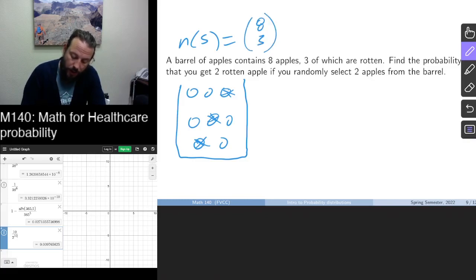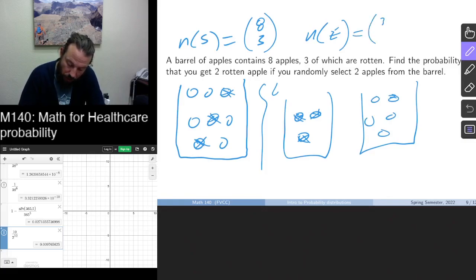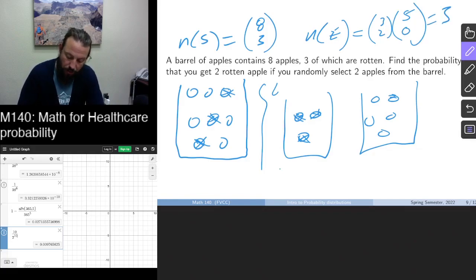All right, now, when we look at our event E, we think of it as 2 bins. One with the bad ones, or the rotten ones, and one with the good ones. And we're going to reach in each of those. What are we going to do? We have 3 choose 2 ways to choose the 2 bad ones, because we're forcing 2 bad ones there. And then how many are left? 5 choose 0 of the good ones. And this gives me 3.